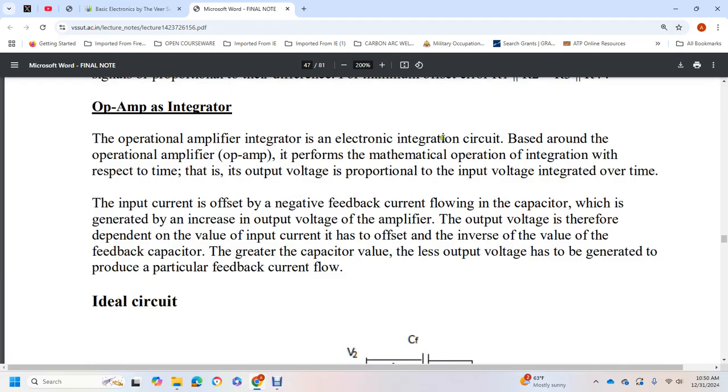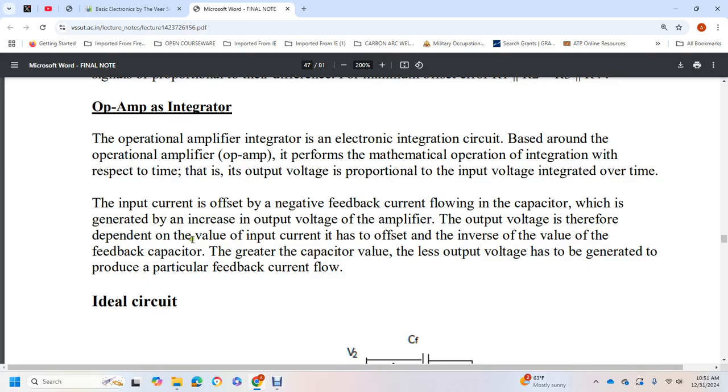The operational amplifier integrator is an electronic integration circuit built around the operational amplifier that performs the mathematical operation of integration with respect to time. The output voltage is proportional to the input voltage integrated over time. The input current is offset by the negative feedback current flowing through the capacitor, which is generated by the increased output voltage of the amplifier.